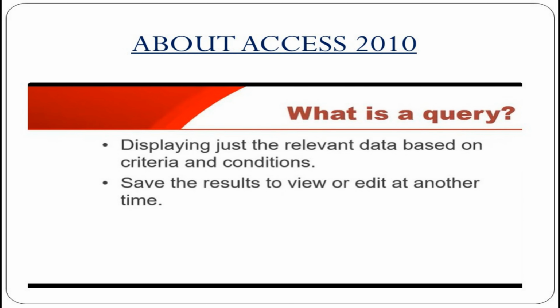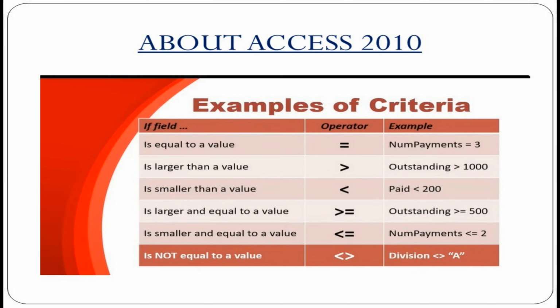A component of MS Access is query. So let's understand what is query. Displaying just the relevant data based on criteria and conditions. Save the result to view or edit at another time. So let's understand about the query criteria. Okay, so here are some examples of different query criteria: equal to, other than, greater than, greater than or equal to, less than, less than or equal to, and not equal to.